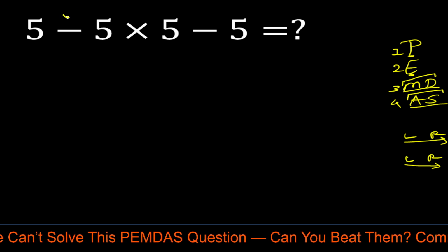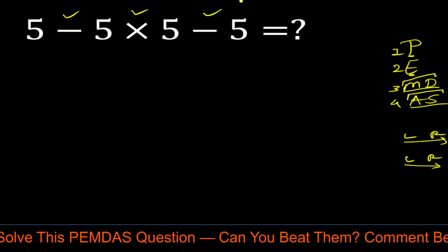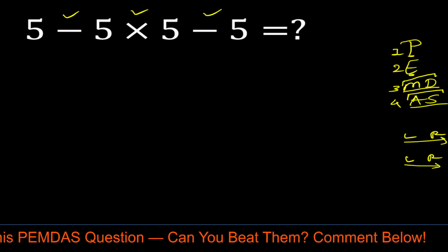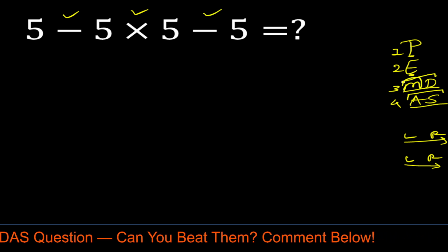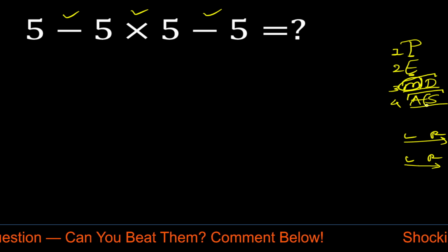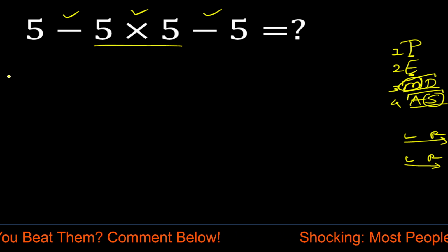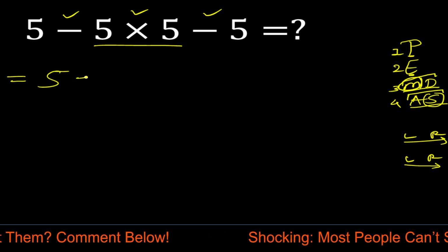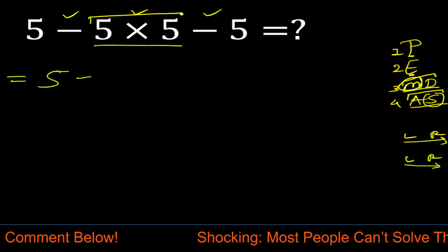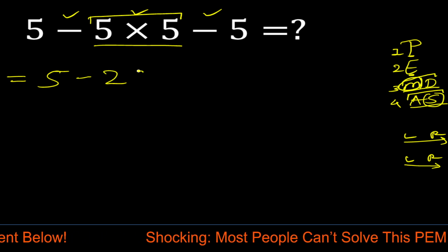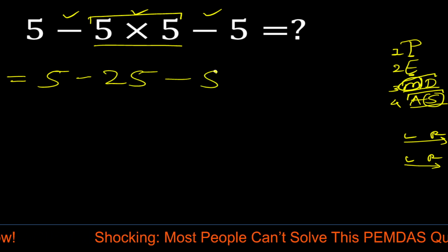So in this question, here we have subtraction, here multiplication, and here subtraction. So according to the PEMDAS rule, first we have to solve multiplication, then we have to solve subtraction, right? So first we have to solve this multiplication. So now 5 minus, now solve this multiplication, 5 times 5 is equal to 25 minus 5.